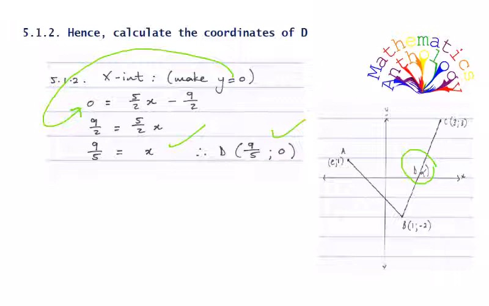So if we make y 0, we'll end up with the equation 0 is equal to 5 over 2x minus 9 over 2. We need to solve for x here, so we can leave the x term where it is. We'll take the constant term over. So -9 over 2 will become +9 over 2 on the left hand side. So 9 over 2 is equal to 5 over 2x. Divide both sides by 5 over 2 to get x on its own. We'll end up with 9 over 5 is equal to x. So our coordinates of D there will be 9 over 5 and 0, as it is the x-intercept of line BC.